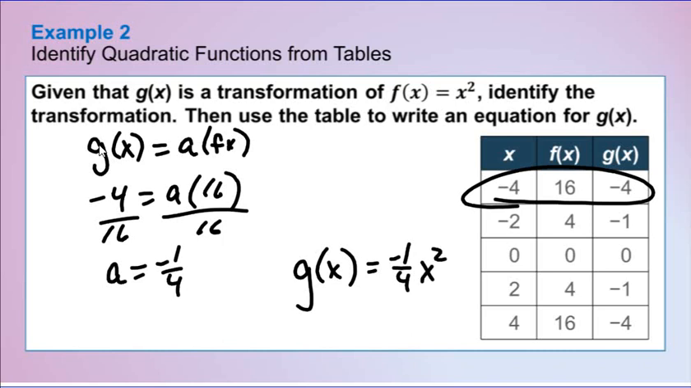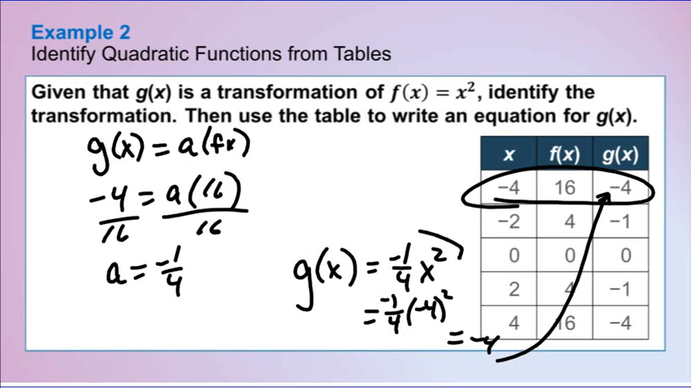Now I can see if that makes sense by plugging in numbers in here. So if x is -4, and I square it, -4 squared is 16. 16 times -1/4 is -4, and that's what we had here. So our equation would be g of x equaling -1/4 x squared.